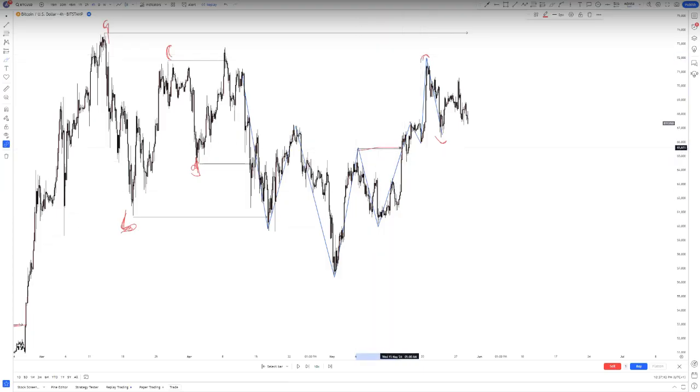We had the first break. We had the second break. What are we expecting? Third break. This low was supposed to lead to that third break. But now I'm seeing that price is not breaking it.